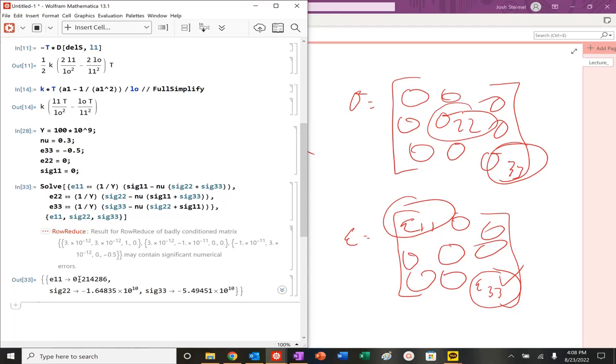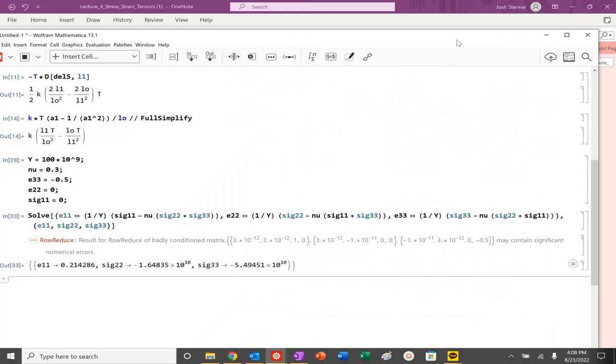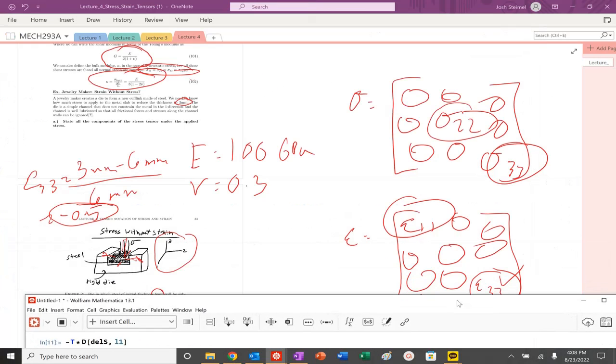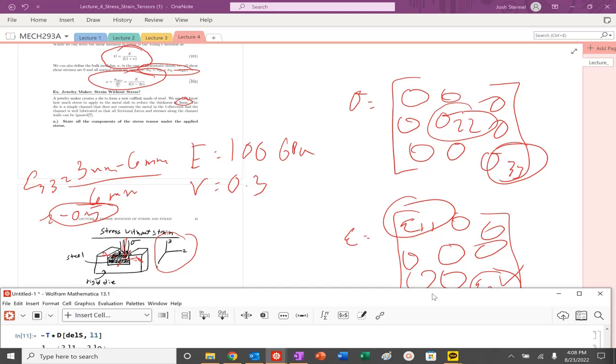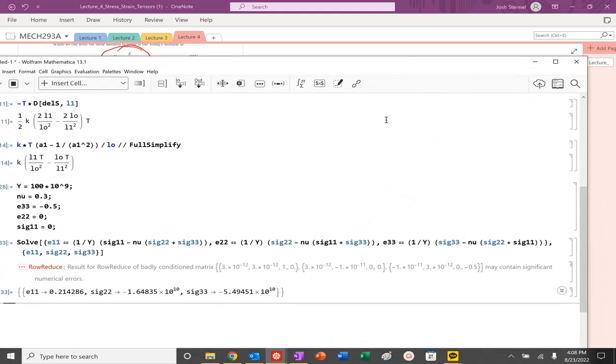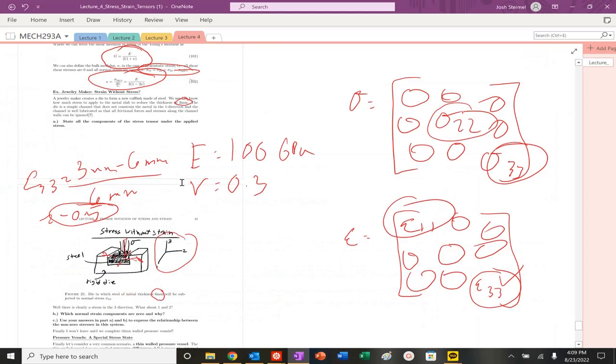Does this make sense, at least qualitatively? E11 is positive. Yes, it should be expanding in the 1-1 direction. My stress in the 2-2 should be negative because it wants to expand, but it's not. Voila. And then sig33 is negative because it should be negative there.